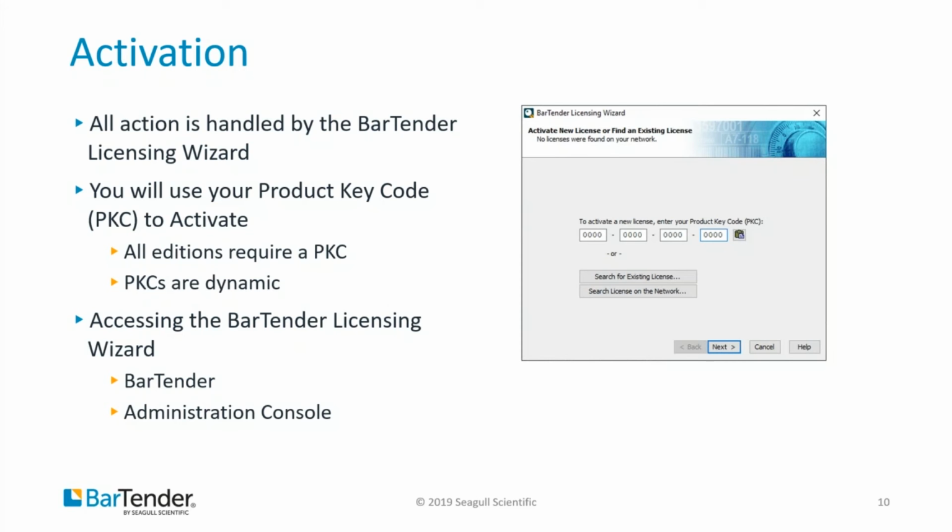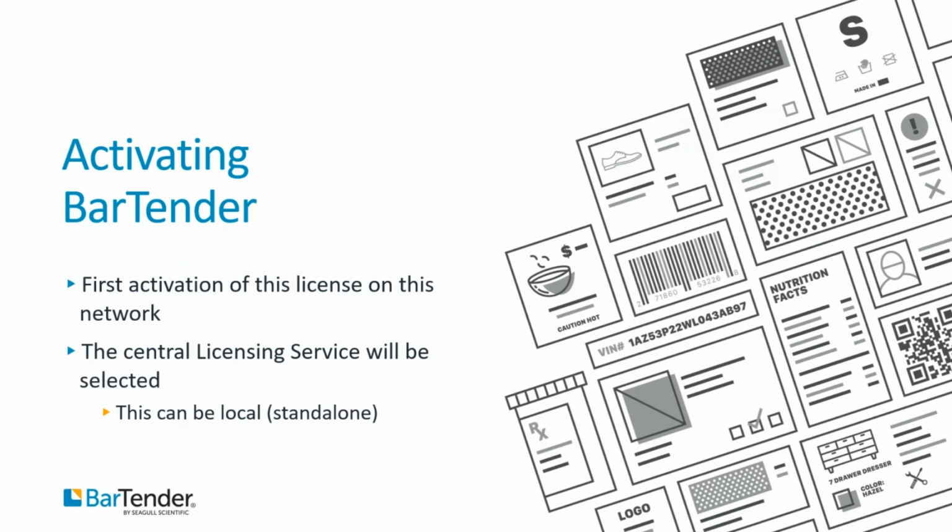And now let's go ahead and go through a couple different situations that you'll encounter as you use your software, maybe move the license around or do things like that. So the first one's going to be activating BarTender. This is going to be, not always, but likely your first activation on the network. This is the first time that you've used your key code that you have been issued. And if it's the first time, this is also where you designate that central licensing service. So remember, we have to indicate that at some point, and this is when.